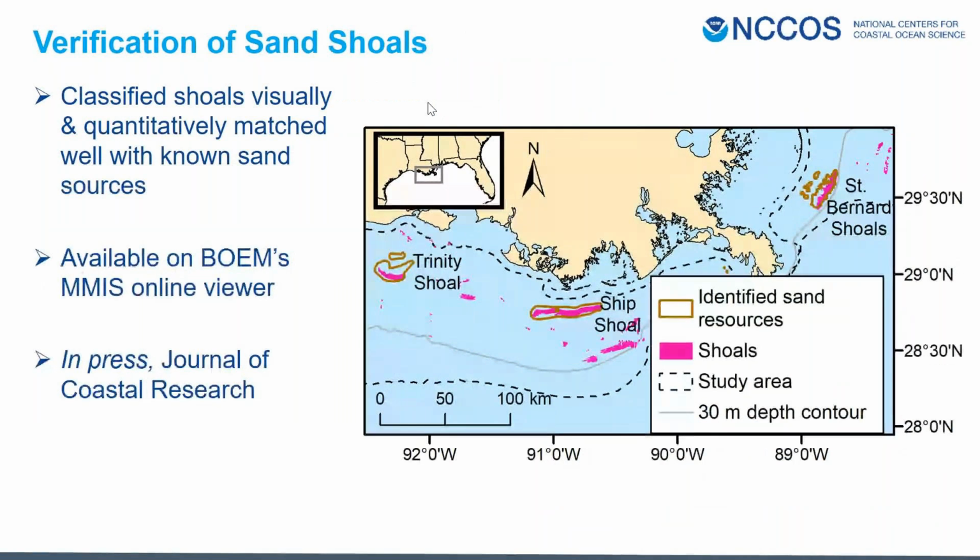Let me zoom in here, and you can see how this relates to some of the known shoals out there. You see Trinity Shoal, the previously mapped and identified sand resource, a map from BOEM, in the brown outline, and the pink depictions are the sand shoals that we were able to model. You can see that it fits those shapes very nicely, so we're able to quantitatively validate these data. The data is available on BOEM's MMIS online viewer, which is from BOEM's Marine Minerals Information System. And we have an article in press in the Journal of Coastal Research.